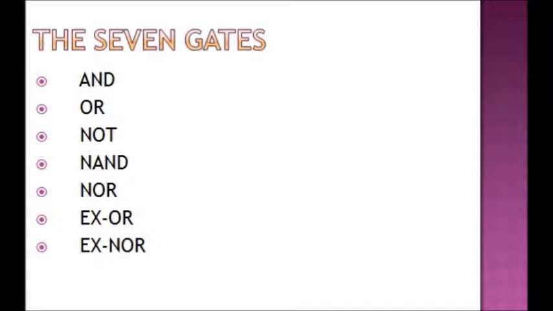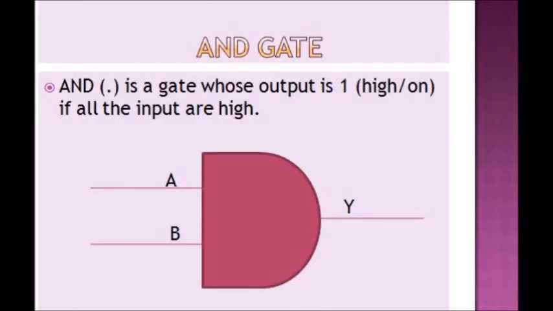Let's pick on the AND gate to see what the AND gate is. An AND gate is a gate that allows you to have your output as high, that is as 1, if your inputs are all 1. That is, it's a gate that allows you to have your output high if all the inputs are high, where we have A and B as the input and Y as the output.